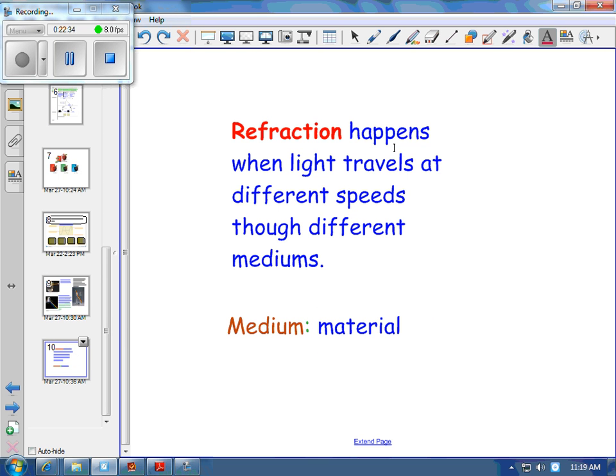All right. Refraction happens when light travels at different speeds through different mediums. And a medium is a fancy word for a material. So light travels at different speeds through different materials or mediums, and that causes light to refract or bend. All right.